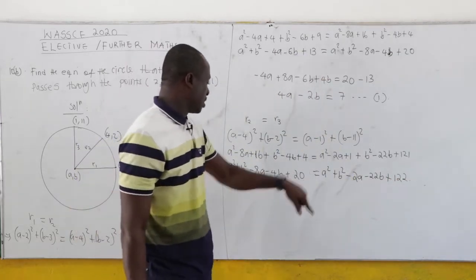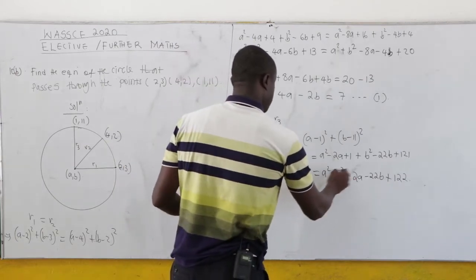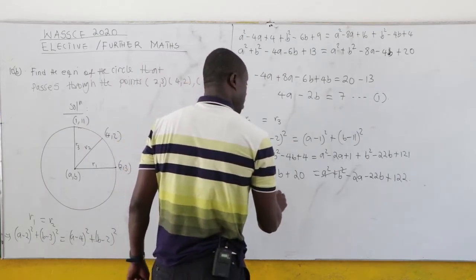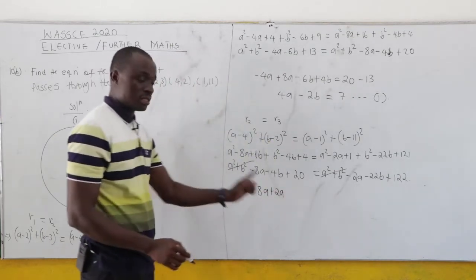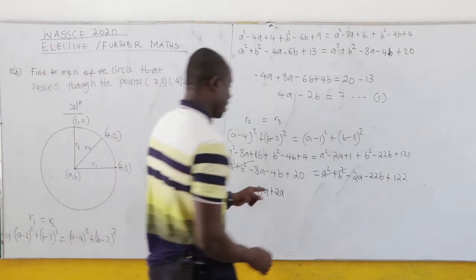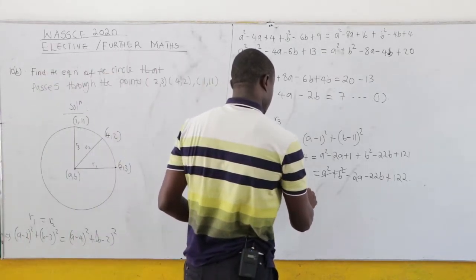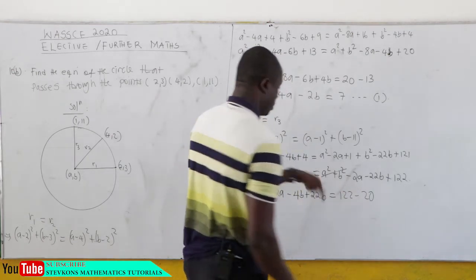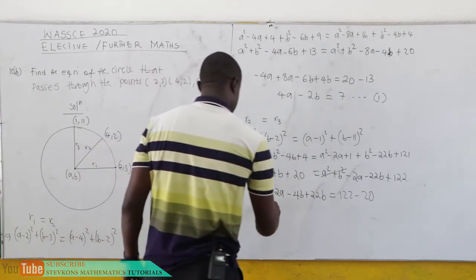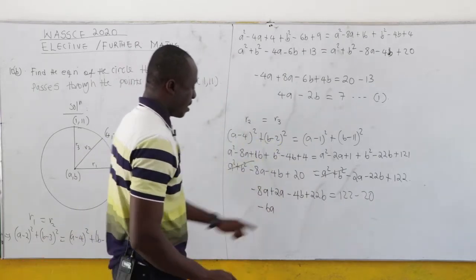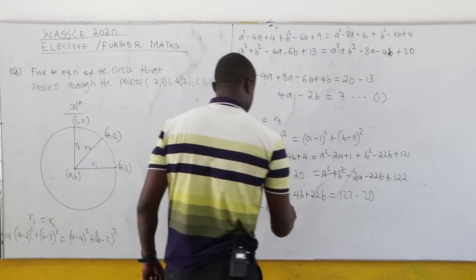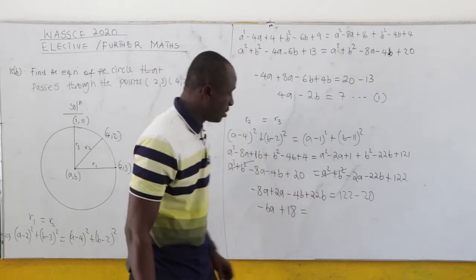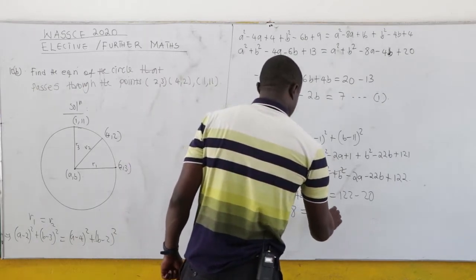Now let's bring this one here, take this one there. So we have this and that will cancel out. So negative 8a plus 2a, this coming there, so plus 2a. And then we have negative 4b plus 22b equal to 122 minus 20. This is going there. And this is giving us negative 6a. And then this and this give us plus 18b. And 122 minus 20 will give us 102.